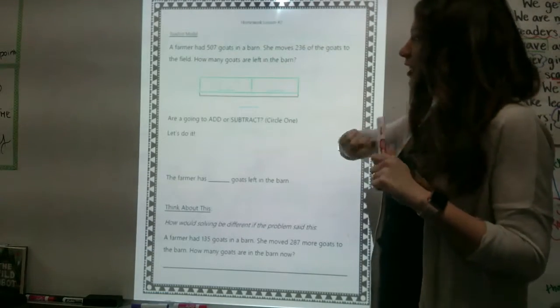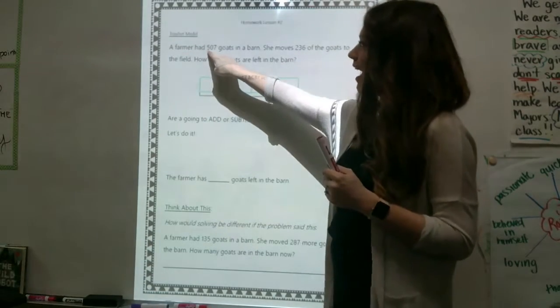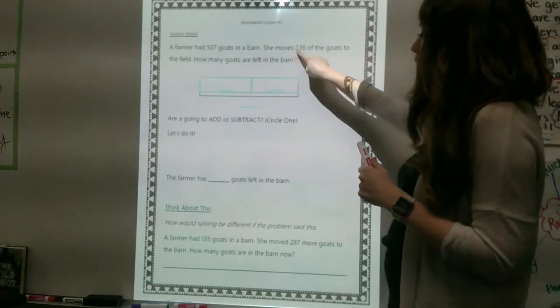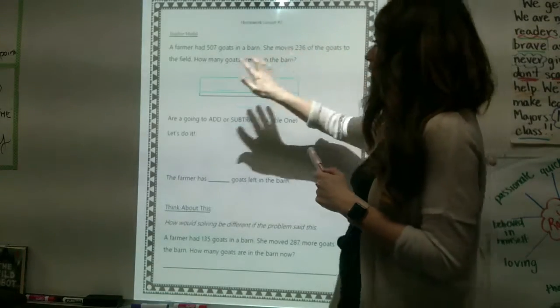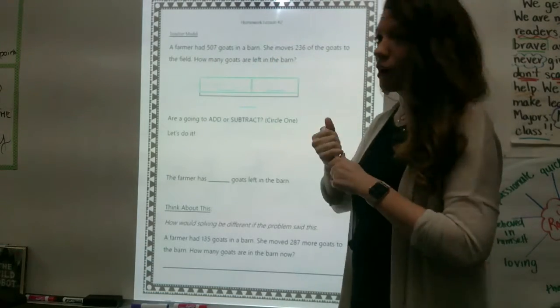Let's go on and get started and look at this problem. Take your finger and read it with me. A farmer had 507 goats in a barn. She moves 236 of the goats to the field. How many goats are left in the barn?